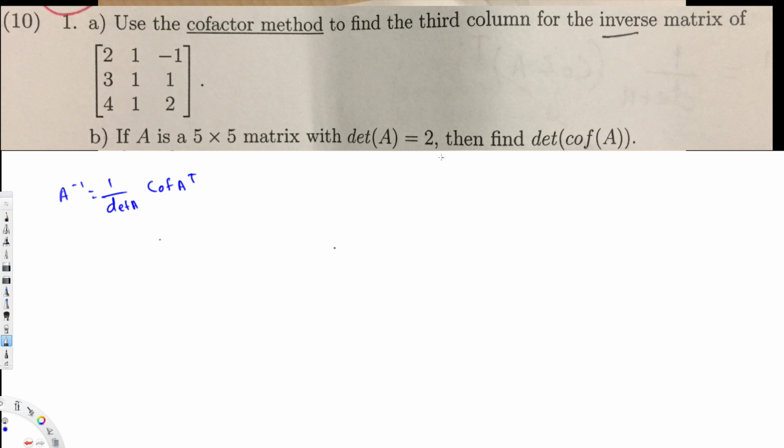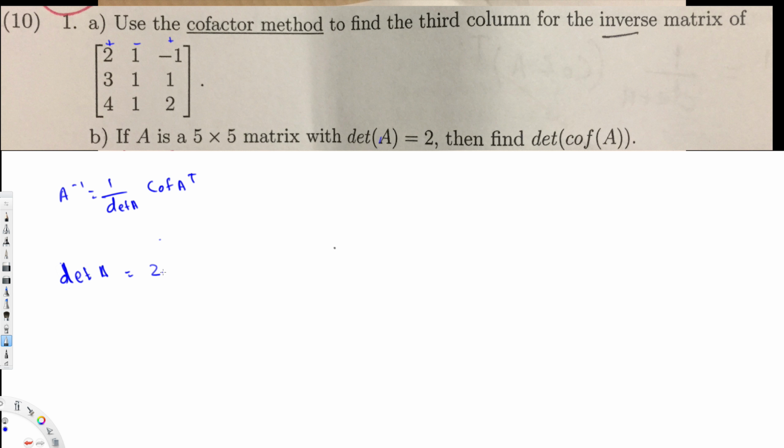And the second question is then, so let's not worry about the second one for now. Let's find the inverse using this one. If I want to find the inverse, first I have to know the determinant of A. So determinant of A is going to be equal to the plus minus plus method.